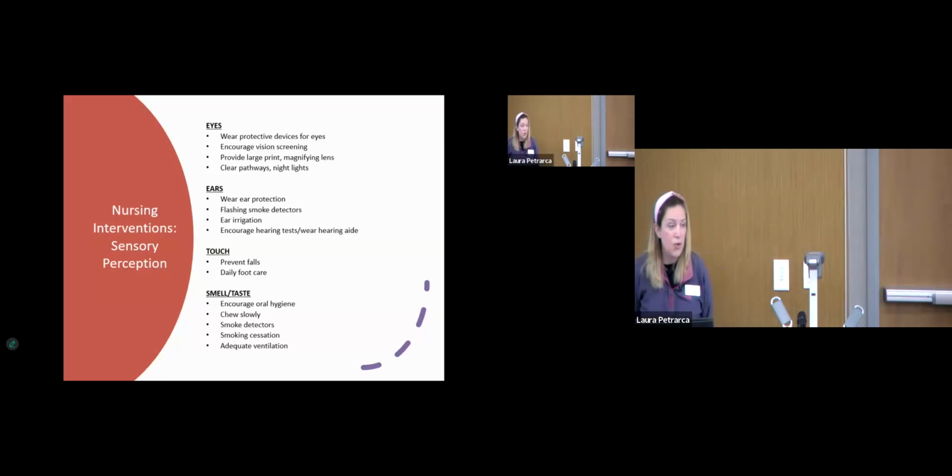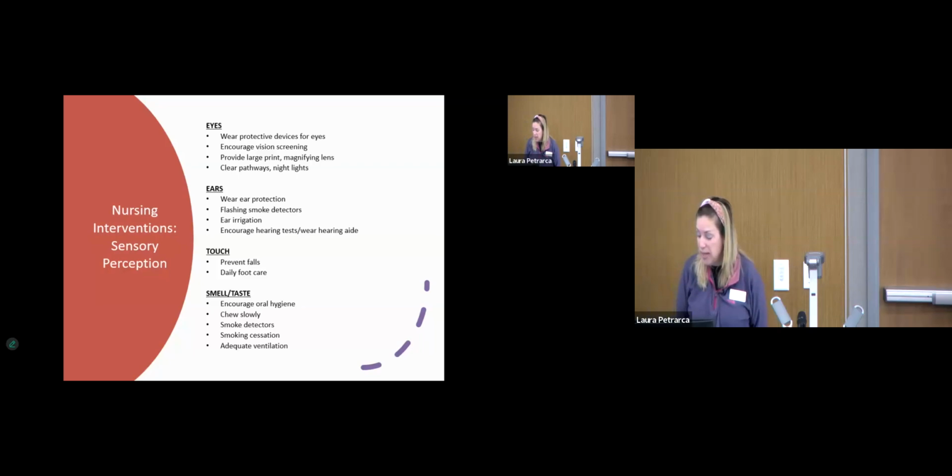Smoking cessation is huge. We all know that smoking can damage the ability to taste and smell. So teaching your patient about smoking cessation is essential. There are a lot of free classes around, especially that Lexington offers, that have a pretty good success rate of smoking cessation, and it's free.